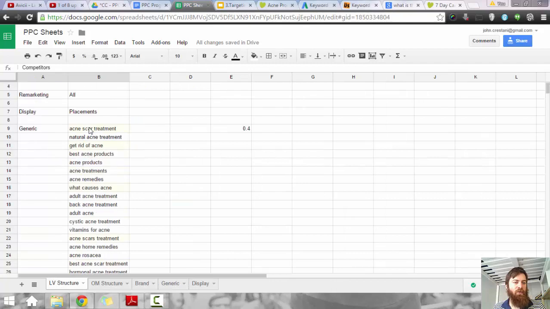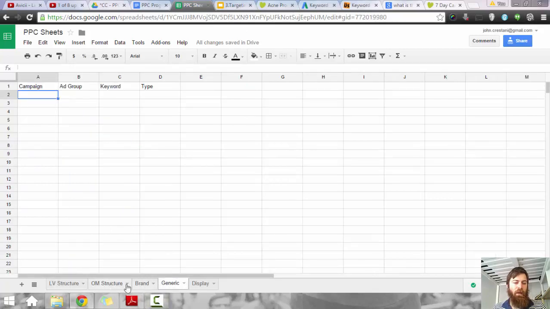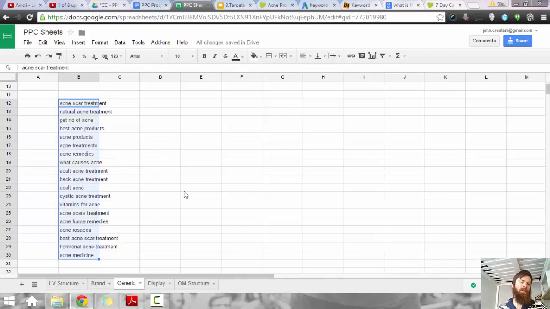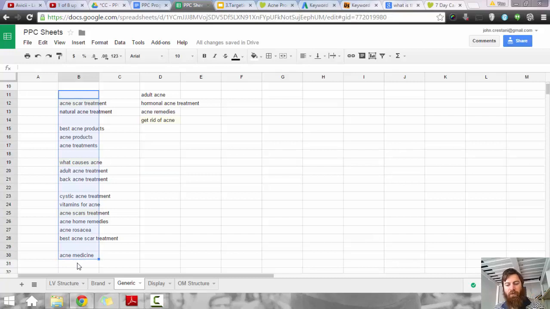So we had talked a little bit about the structure. Now let's just pick 4 of these. Let's pick a couple of these, whatever. Ad groups. So let's pick adult acne, hormonal acne treatment. Let's pick acne remedies. Let's pick get rid of acne. And let's build ad groups around those.